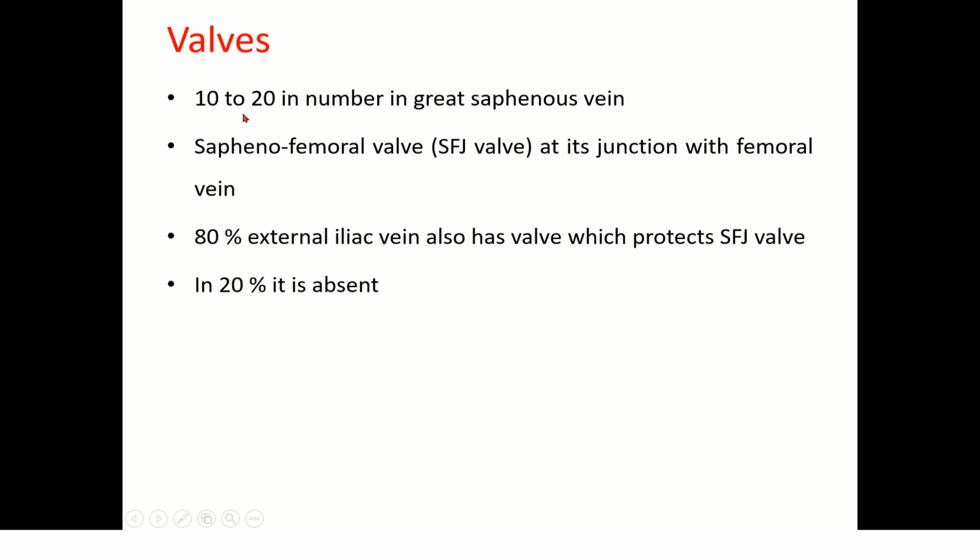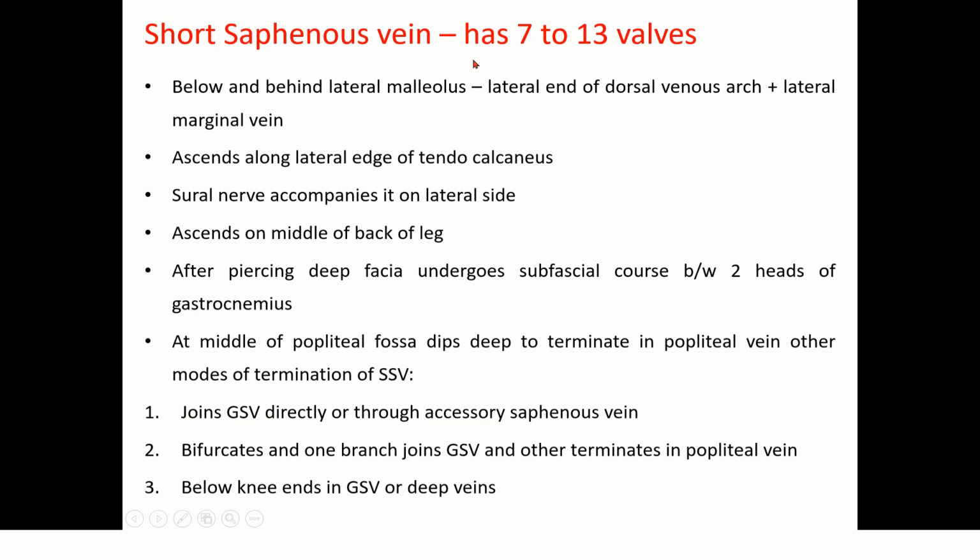There are around 10 to 20 valves in the great saphenous vein. The saphenofemoral valve, at the junction with the femoral vein, is the most important valve. In 80% of people the external iliac vein also has a valve, which gives additional protection for the SFJ valve. In 20% it is absent, so the complete burden lies on the SFJ valve. The short saphenous vein has 7 to 13 valves.